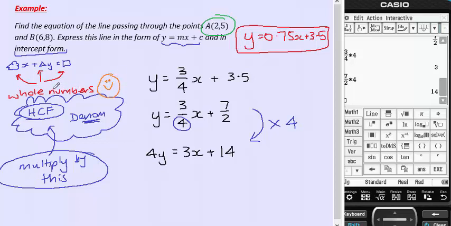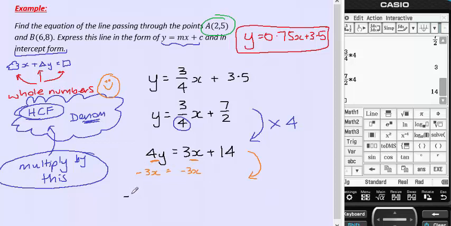Now what I have to do is get it so it looks like something x plus something y equals a number. And I need to therefore get my x's and my y's on the same side of my equal sign. And the way I'm going to do that is I'm going to subtract 3x from both sides. So if I subtract 3x from this side and I subtract 3x from this side, I'm doing the same thing to both sides. My equal sign, negative 3x and negative 3x are the same. I'm doing the same to both sides, so I'm allowed to do that.